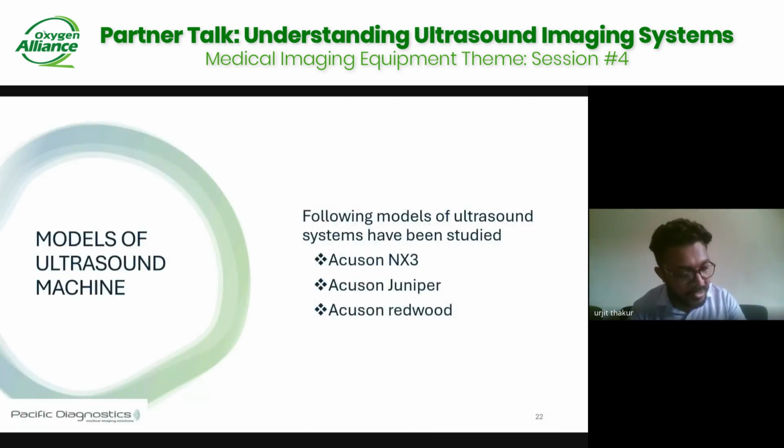Just for convenience, I am going to talk in detail about three systems: the Accuzon NX3, the Accuzon Juniper, and the Accuzon Redwood.